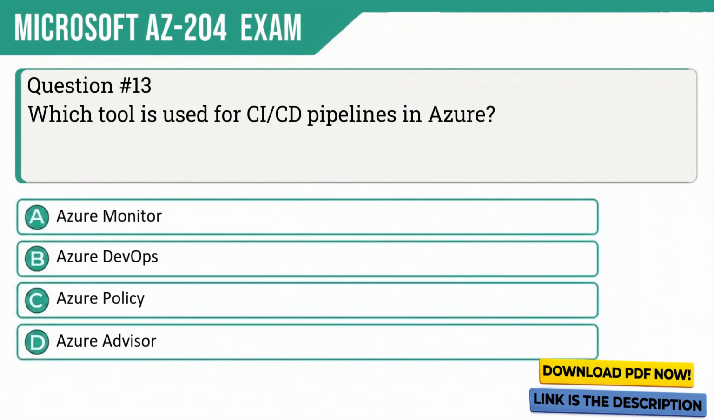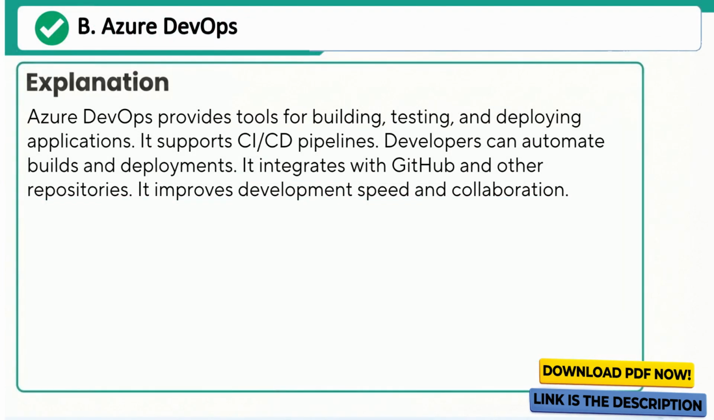Question number 13. Which tool is used for CI/CD pipelines in Azure? A. Azure Monitor. B. Azure DevOps. C. Azure Policy. D. Azure Advisor. Correct answer, B. Azure DevOps. Explanation: Azure DevOps provides tools for building, testing, and deploying applications.